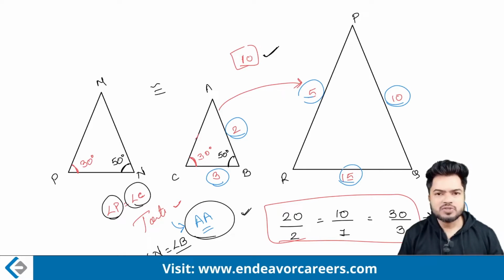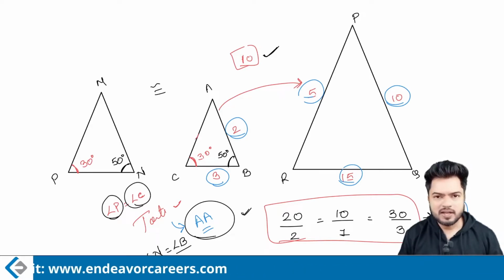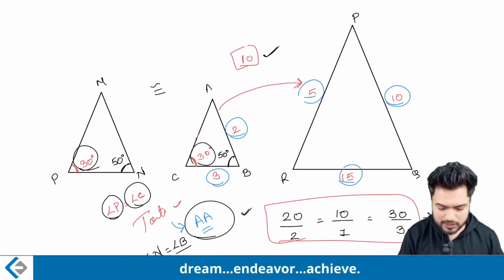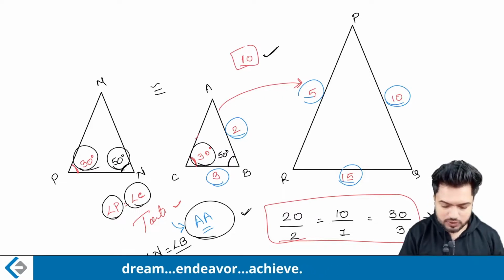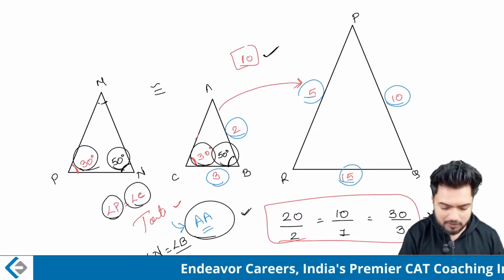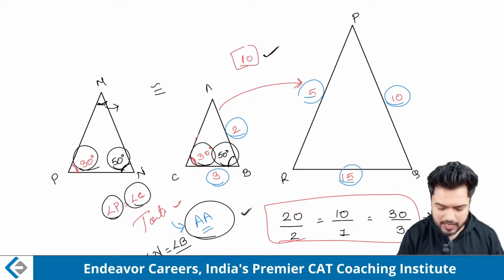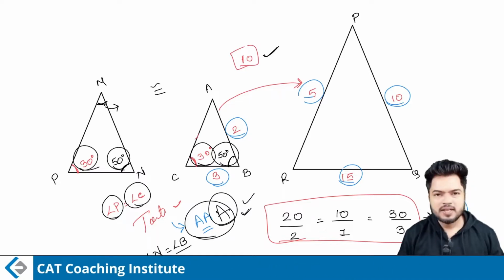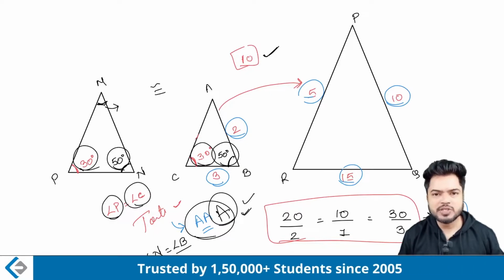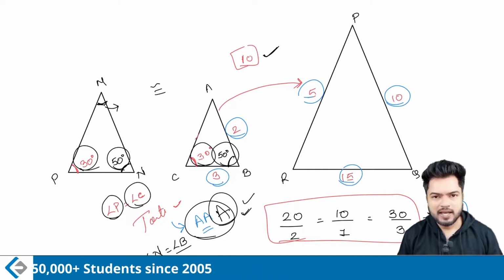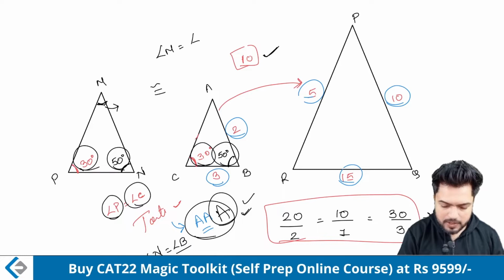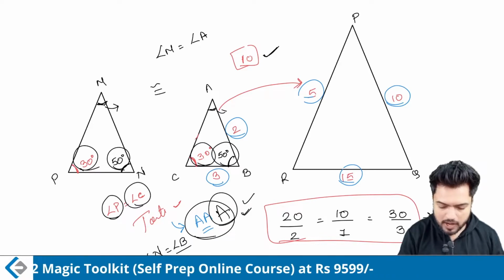Why only two angles? The third will automatically become equal. The sum of the measures of the angles of a triangle is 180°. This is 30, this is 30, so P equals C. This is 50, this is 50, so N equals B. 50 plus 30 is 80, so this angle will automatically become 100. Now you don't have to say AAA test. The third angle will automatically be equal. You don't have to prove that. That's logic, so stop wasting your time with the AAA test. It's AA. So angle M will automatically become equal to angle A, and both will be 100°.